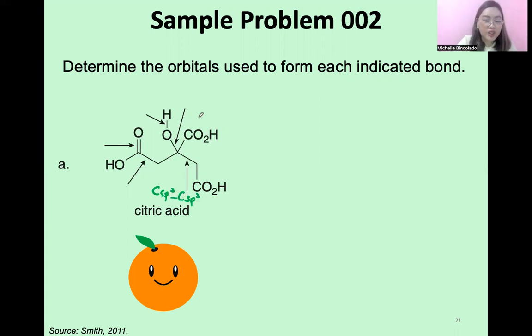Next, let's go to the other carbon and then the oxygens. Obviously this carbon is sp3, but the carbonyl carbon here is sp2. Okay, so carbon sp2. What about the carbonyl bond, the carbon-oxygen double bond? Carbon sp2, and the oxygen here is also sp2. Now, you might be wondering why the oxygen is like that.